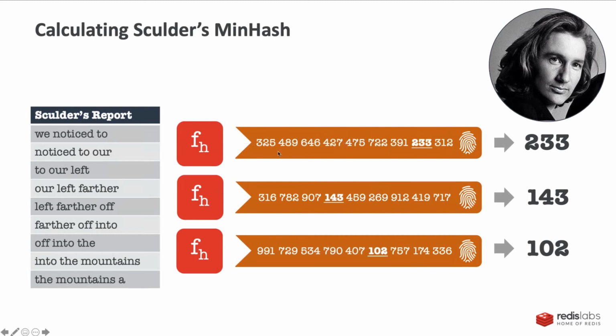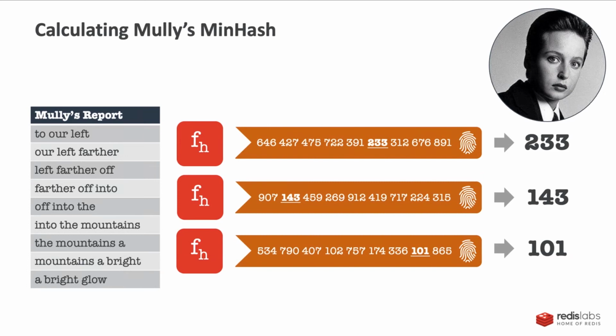And then of those sets of hash trigrams, we pick the lowest value, the minimum one, the minimum hashed value, the min hash, for each of those sets. And so we got 3 hashing functions. We end up with a set of 3 numbers for the min hash of that document. Now we can pick more hashing functions or fewer hashing functions as makes sense for what we're doing. And so Skalder here gets 233, 143, and 102. We do the same thing for Molly, and we get different numbers, but some of the numbers are the same.